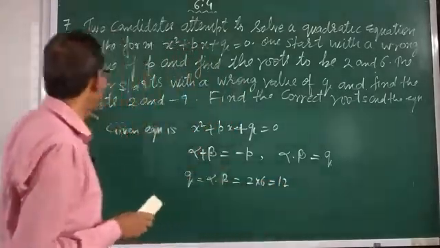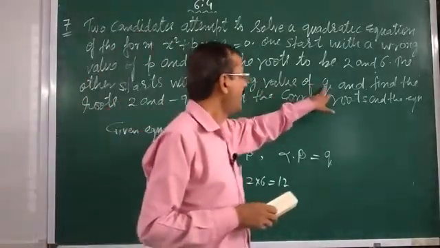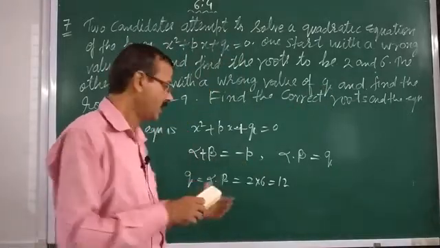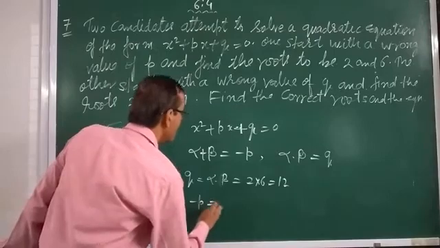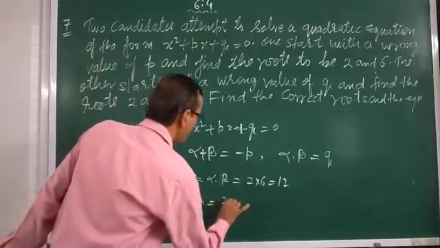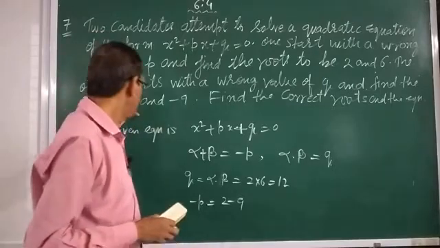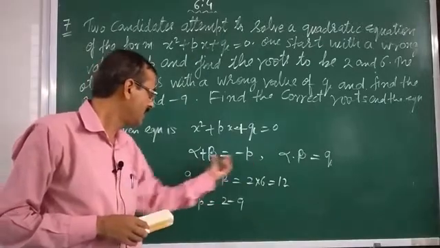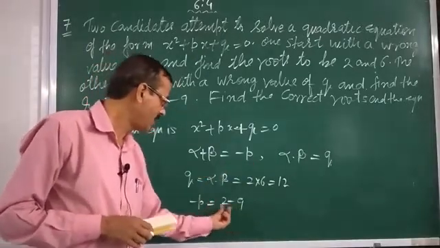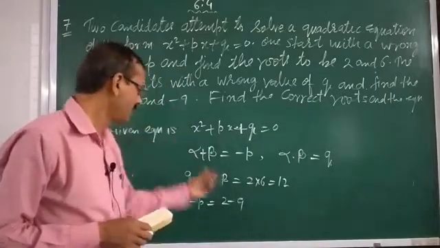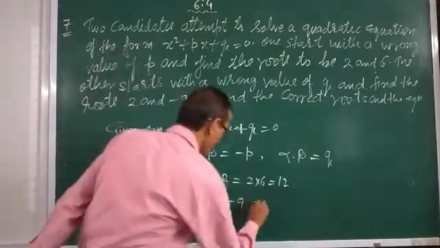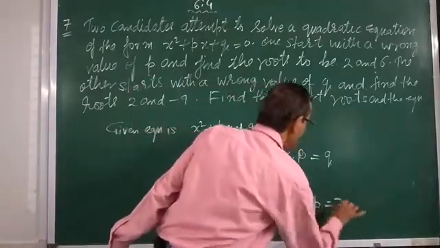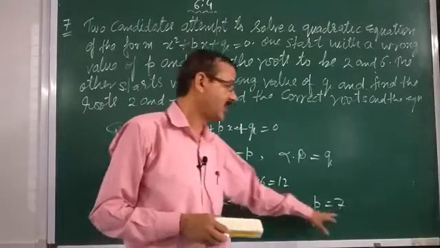But in the second case, you will find that q was wrong and p was correct. So for p, alpha plus beta is minus p. So minus p is equal to 2 minus 9, because this is the sum of roots. One root found is 2 and the second is minus 9. So alpha plus beta means 2 plus minus 9, that is 2 minus 9, which is equal to minus 7. So if you find the p value, p will become 7. So we found that q is equal to 12 and p is equal to 7.